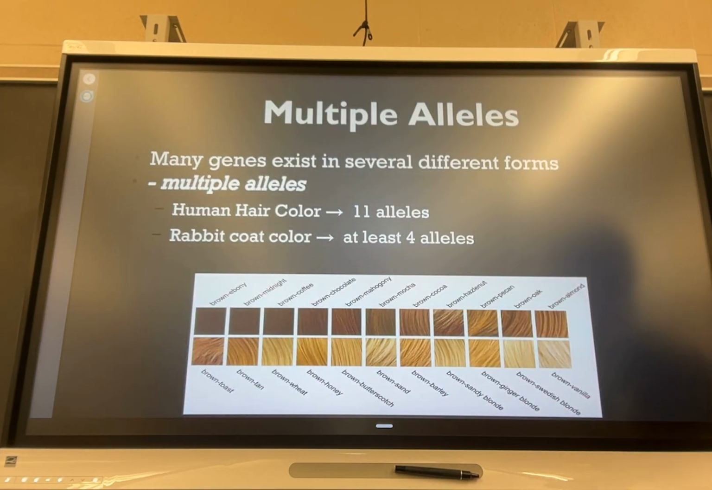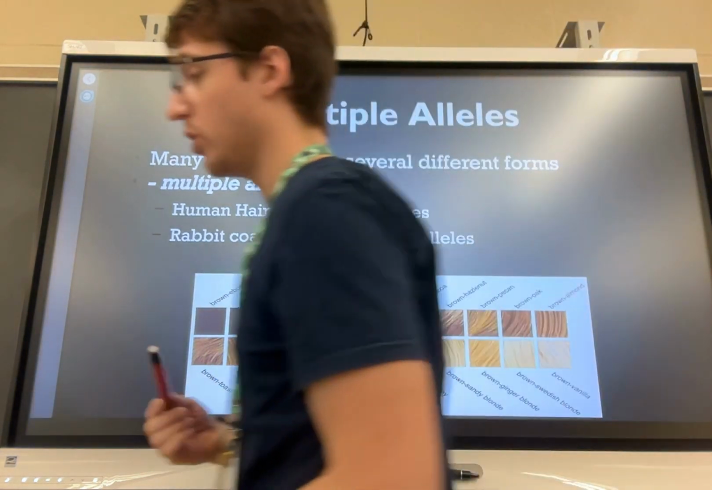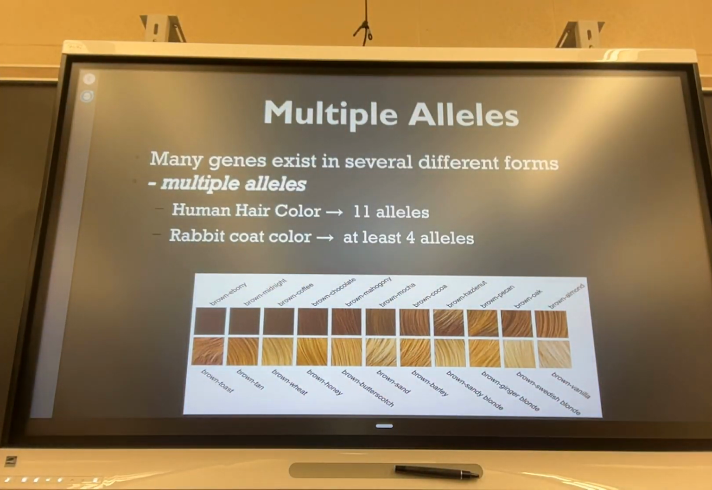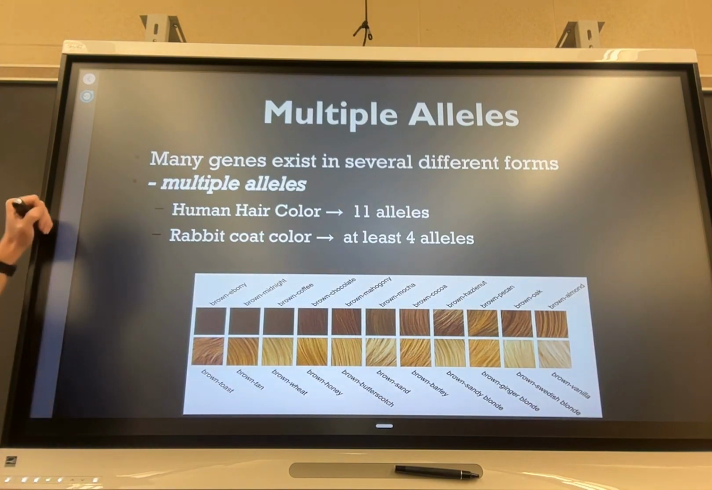So the next one we're going to talk about is having multiple alleles. We aren't going to do Punnett squares for this one, but it's good to at least go over. Multiple alleles means that many genes exist in a way that there are many different alleles for the same trait. For example, if we wanted to determine our hair color, you have 11 different alleles that code for your hair color.